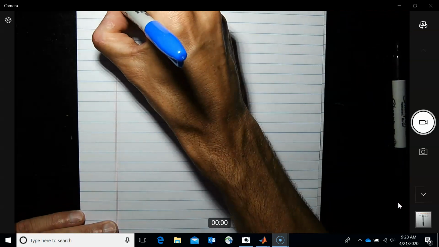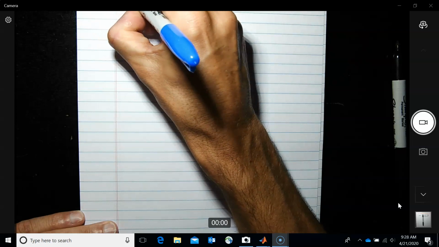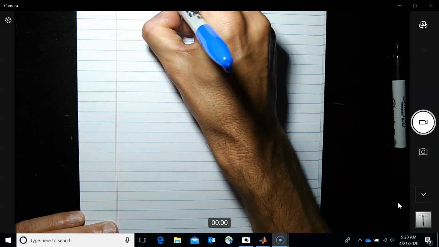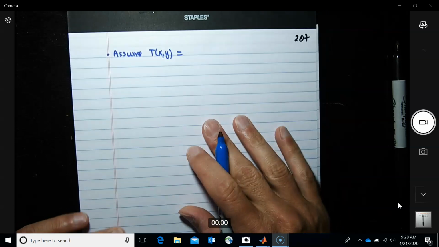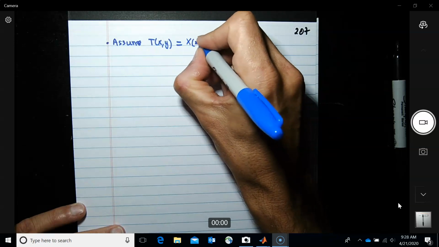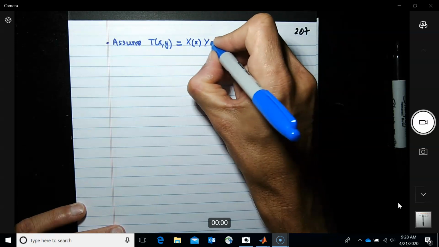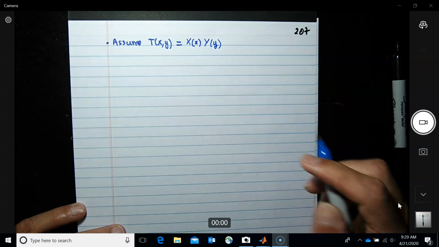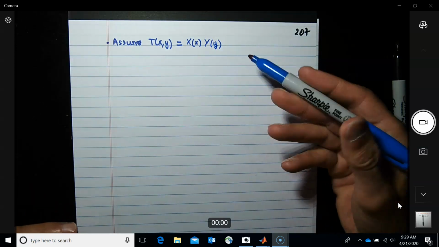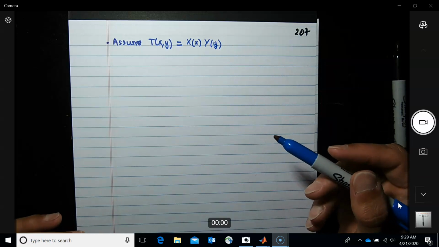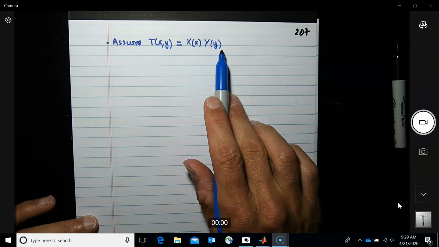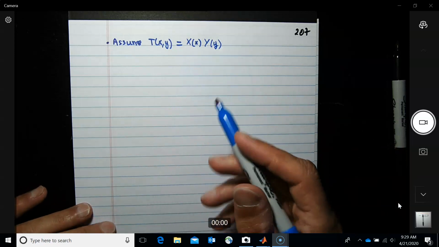To assume the solution of T(x, y) as being equal to what? To a function of x, which is just in function of x, times a function of y that is just in function of y. Okay, so that's it. And now we just follow the normal procedure. So over here, what do you see? This is only in function of x, this will only be in function of y.